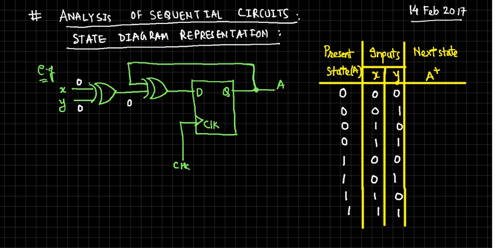So let me first write the equations. Here it is X XOR Y, and that is XORed with the previous A, isn't it? So what is the output, you tell me? Now D is represented as X XOR Y XOR the present state, the present state of A. What is that? 0 0 0. So D will be 0.